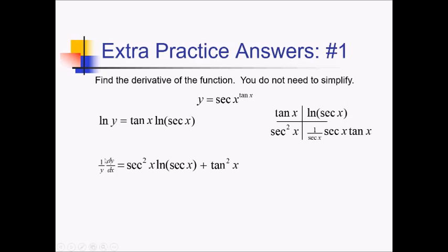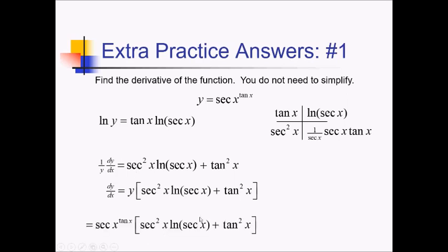But we still have to isolate dy over dx. So I'll multiply both sides by y to do that. That leaves me with a y times a parentheses with all this stuff in it. And if I just wanted to put this in terms of x, not necessary, but I could replace secant x tan x with the y down here. So there's another way of writing it.